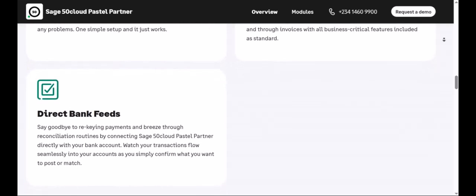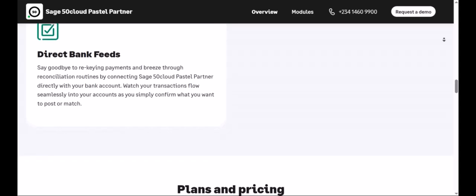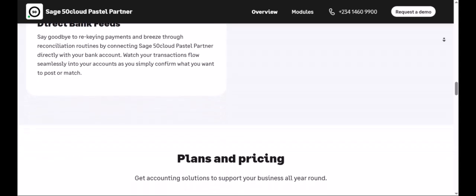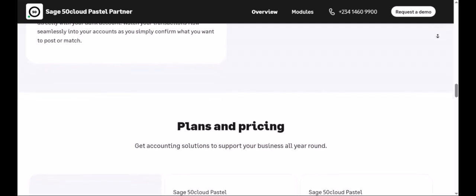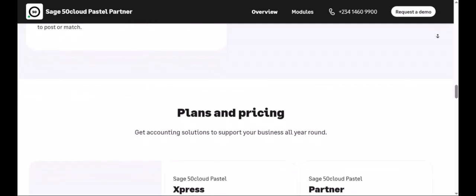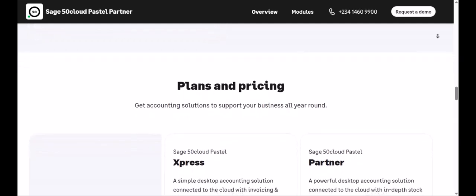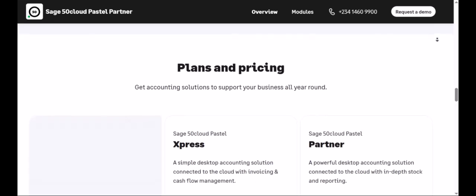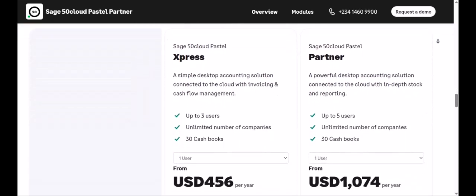Sage also often includes features for inventory management, particularly for businesses that deal with physical goods. This functionality allows businesses to track their inventory levels, monitor stock movements, and manage costs associated with holding inventory. Efficient inventory management is crucial for optimizing operations, avoiding stockouts or overstocking, and ultimately improving profitability.